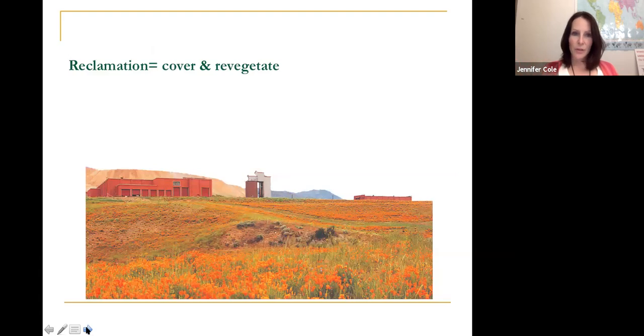What else can you do? Once you're done with the mining, here's a mining reclamation situation. You cover it over because you don't want to leave it open to the land surface, because water can come in, precipitate out anything that's left, and cause groundwater and surface water problems, as we'll see. And then you revegetate it. You put a cap on it, you put plants on it, and you're good.